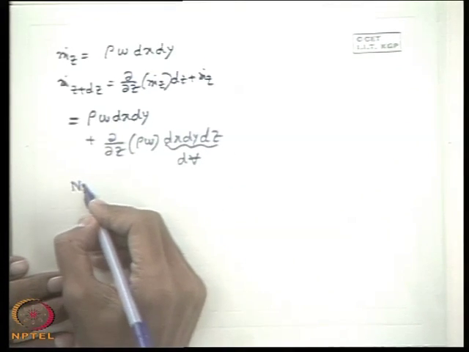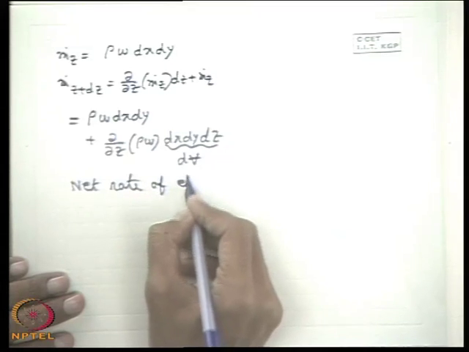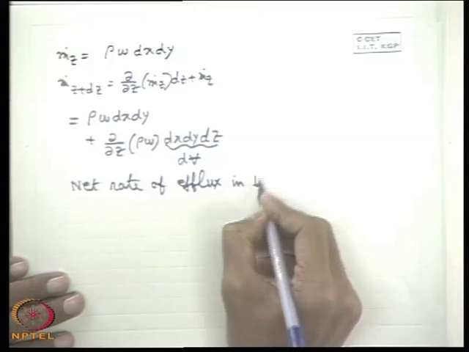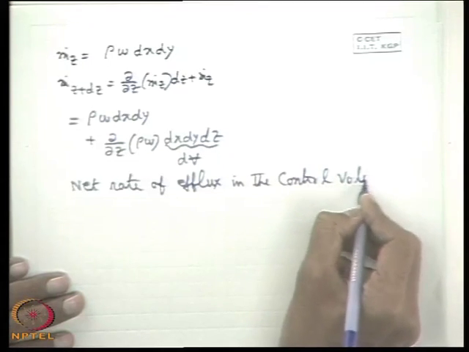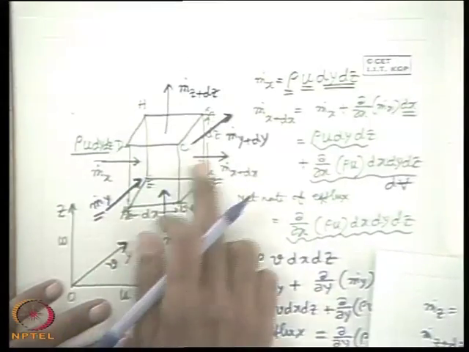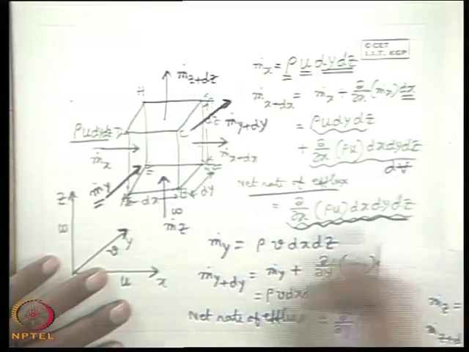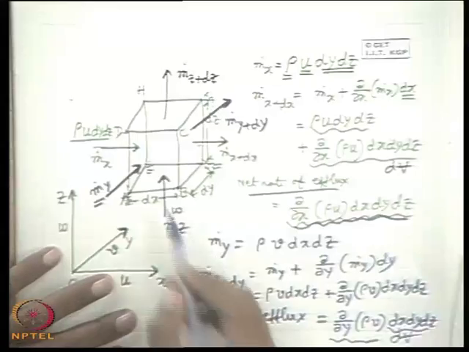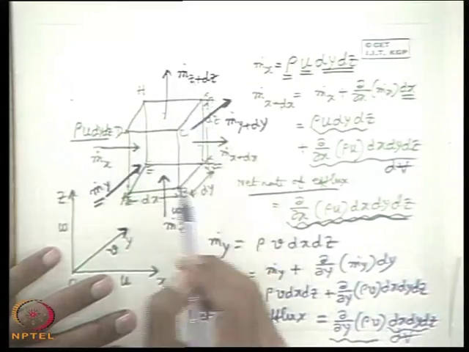Net rate of efflux in the control volume, due to the fluxes across all the faces, will be the sum of the net rate of efflux due to fluxes across the x plane, plus the net rate of efflux due to fluxes across the y plane, plus the net rate of efflux due to fluxes across the z plane.